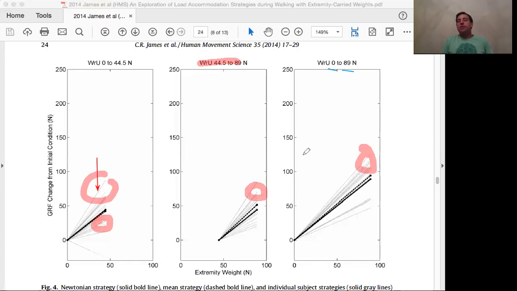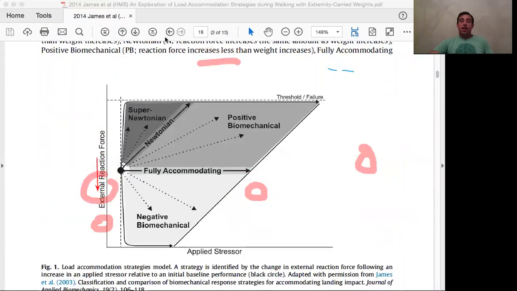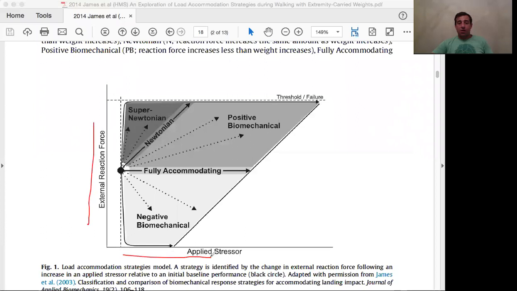So what I need you to be able to do with this is look at this graph and explain this graph to me, okay? And how I want that explained is, you need to do a couple different things. You need to be able to explain to me what the X and Y axes are, right? So applied stressor, there's two different applied stressors, an increase in mass or an increase in acceleration. Those are the two applied stressors. You're either changing the mass or the acceleration.